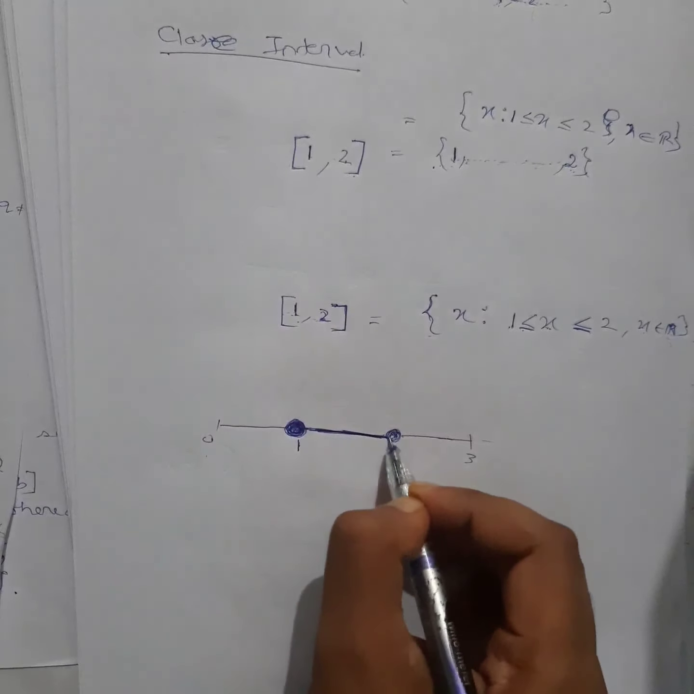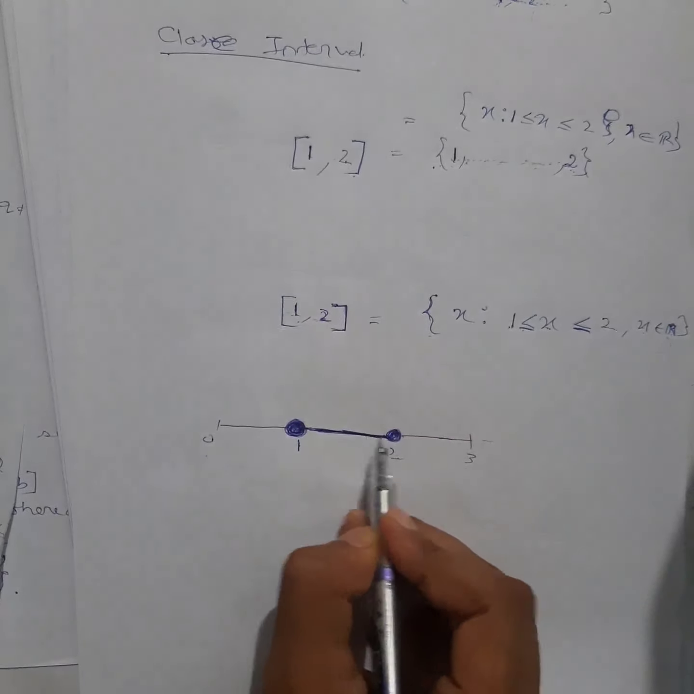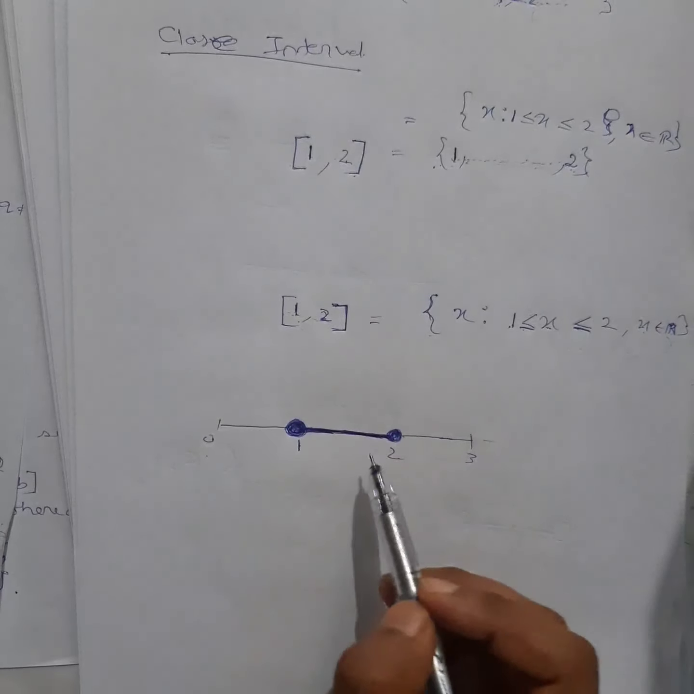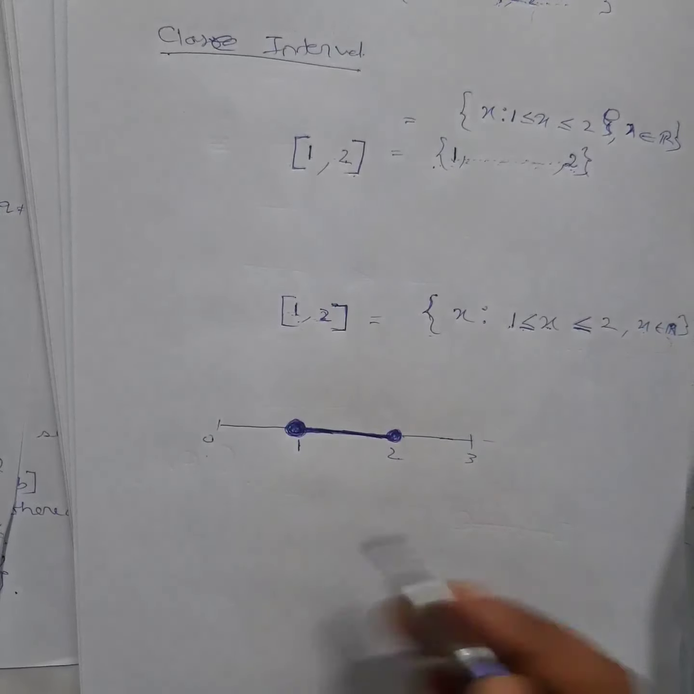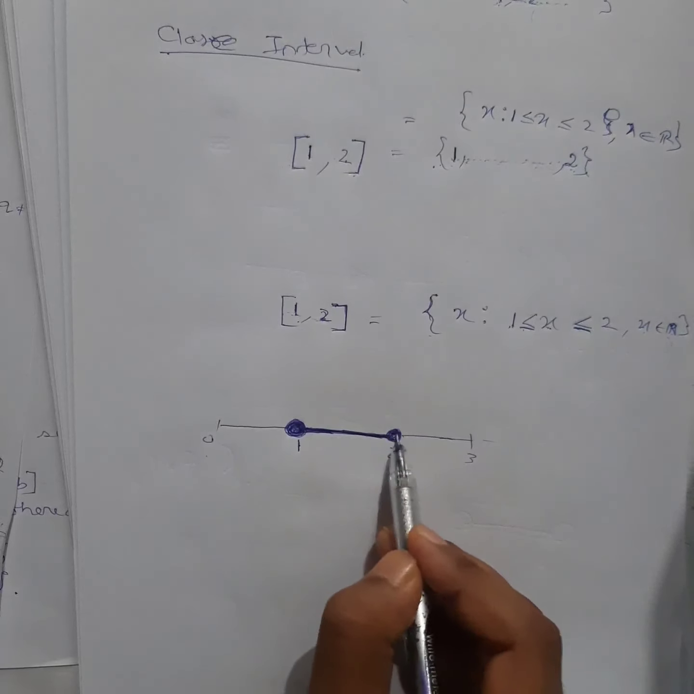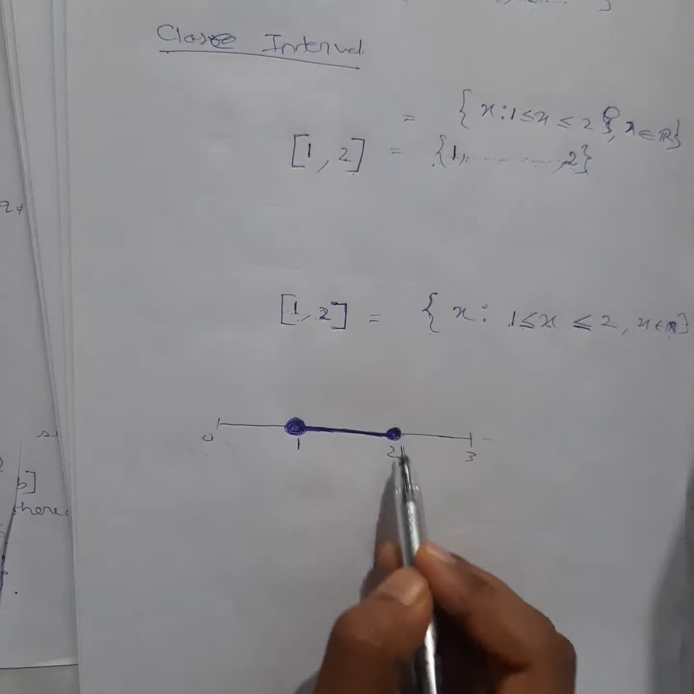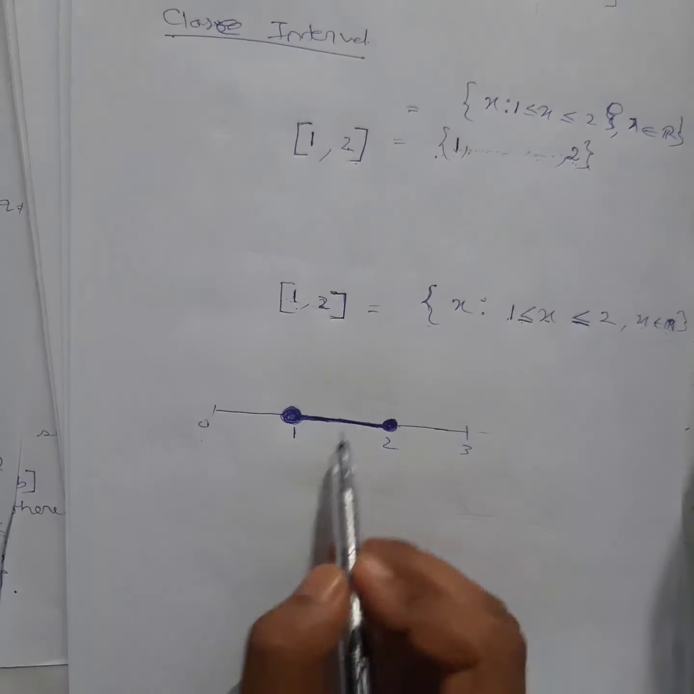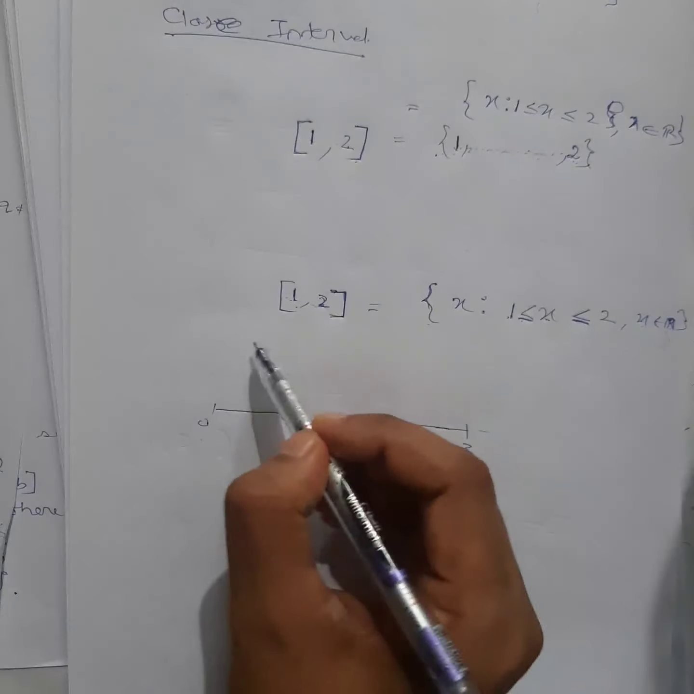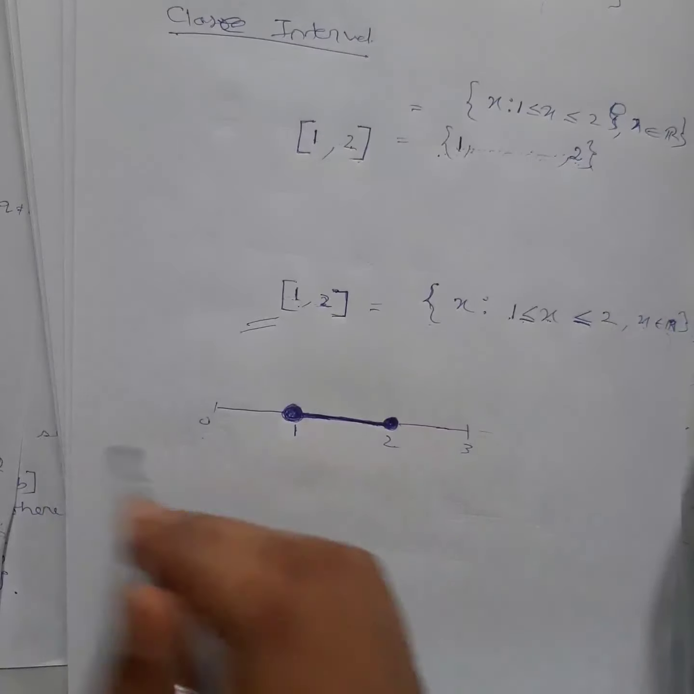In your graph, whichever is the dark portion, those are your elements. So this is the graphical representation. You don't need this one, but it's better to understand it right now because they might ask a question on it sometime. So it's better to know it. This is the graphical representation of a closed interval. I hope you have understood what is a closed interval and what is an open interval.